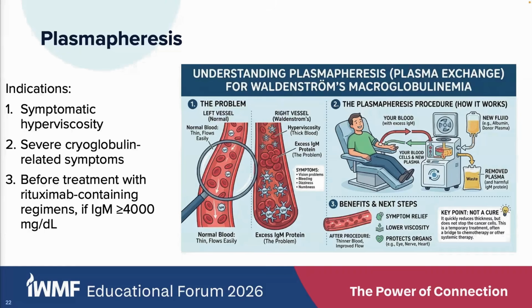And that's what the plasmapheresis is. It's basically we place a line in the patient's arm or neck. We take this blood, it goes through a machine, and this machine just filters out the IgM and gives the patient the rest of the blood back. So we get rid of the IgM.